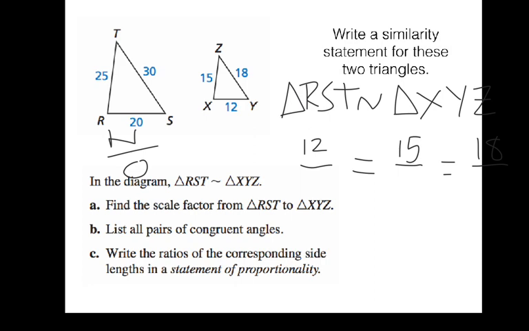Now, I need to put the original under here, but I need to put the parts that are corresponding. So when I look at 12, that side XY, what part does it correspond to over here? Well, it's the bottom again, RS. So under 12, I'm going to put 20. Under 15, I see that they're corresponding with 25. And then 18 has to be corresponding with the last one, and that's 30.